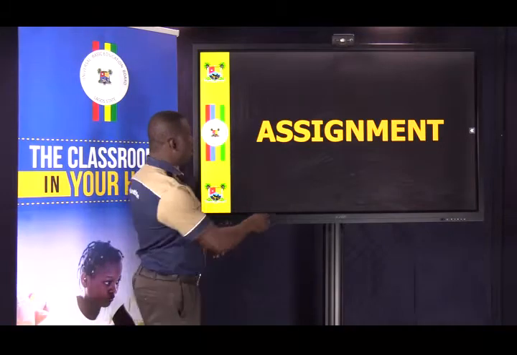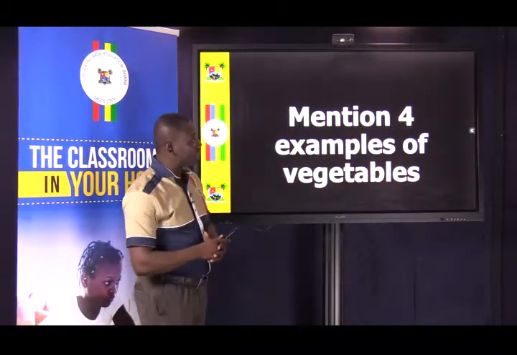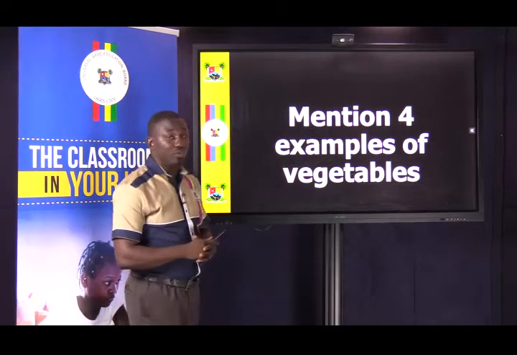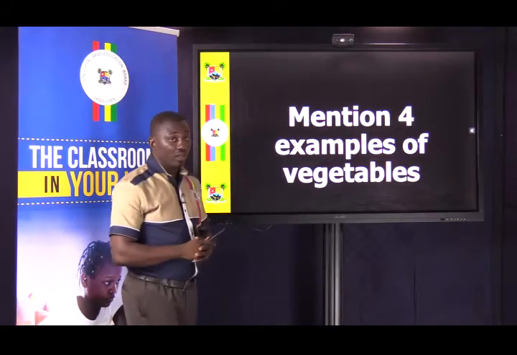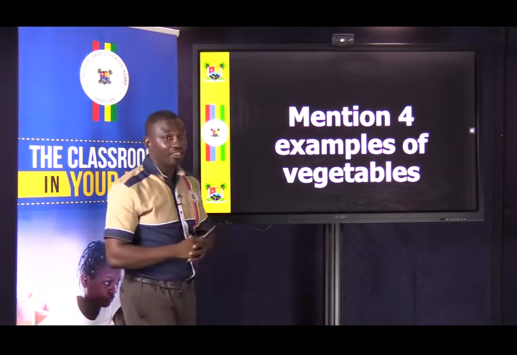All right. Now let's put down our assignment. And the assignment is quite simple. Mention 4 examples of vegetables. Have you done that quickly so that we can move on to the next segment of the program?